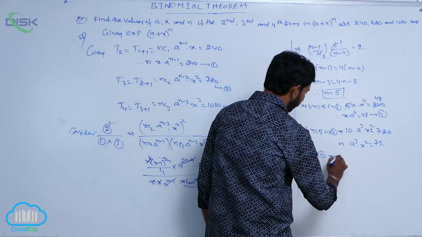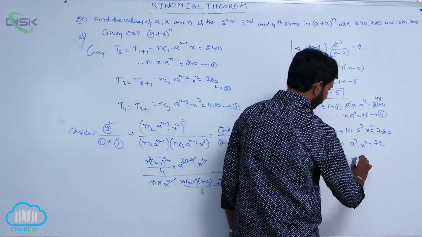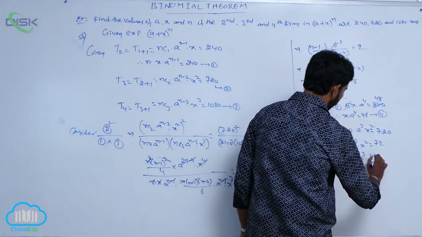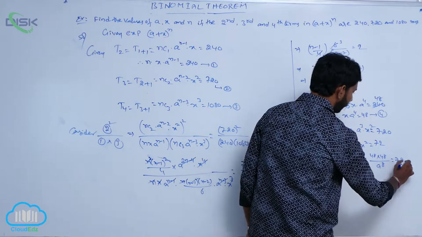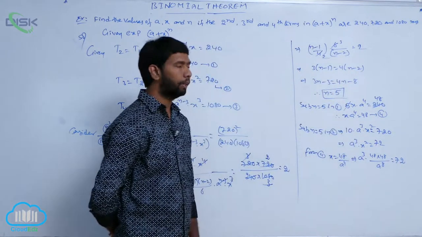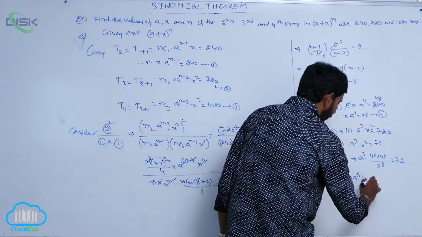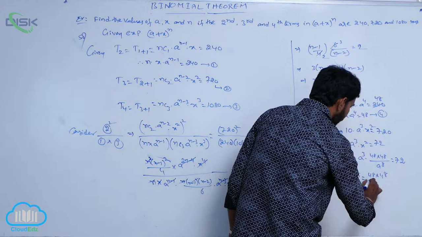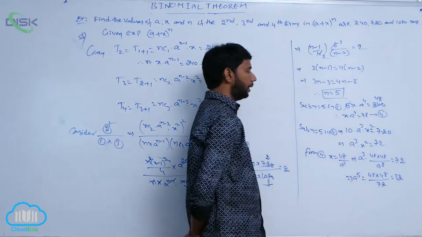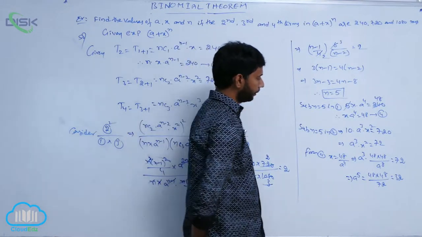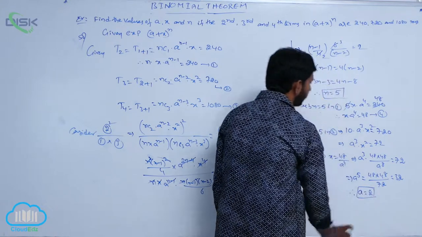From 4, x is equal to 48 by a^4. That implies a cubed into (48 by a^4) whole squared is equal to 72, so a cubed into 48 into 48 by a^8 is equal to 72. That is a^5 is equal to 48 into 48 by 72. It is equal to 32. Therefore, a is equal to 2.